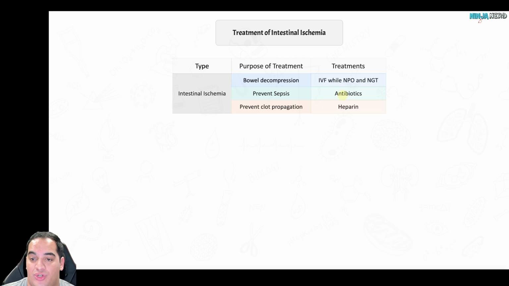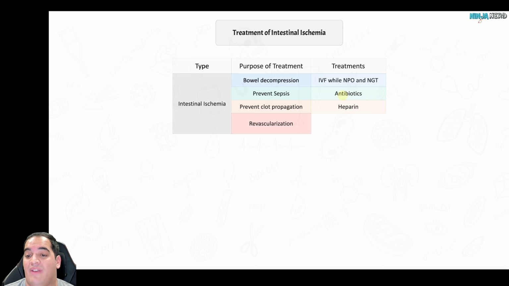So I have to prevent that clot from getting any bigger. So a heparin infusion is usually going to be the quick way to go, because you can turn it off and reverse it a lot easier than putting them on any other kind of anticoagulant. The next thing is I've got to revascularize the bowel. And there's a bunch of different ways to do this. There's an endovascular technique or a surgical technique. So there's a lot of different things that you should remember with this.